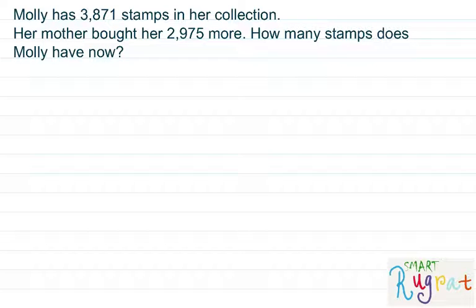Molly has 3,871 stamps in her collection. Her mother bought her 2,975 more. How many stamps does Molly have now? After you read it, you have to go back one sentence at a time and then circle the who, which is like the character, and then put a box around what that character has or what's going on in that story. So sentence 1 says Molly has 3,871 stamps in her collection.